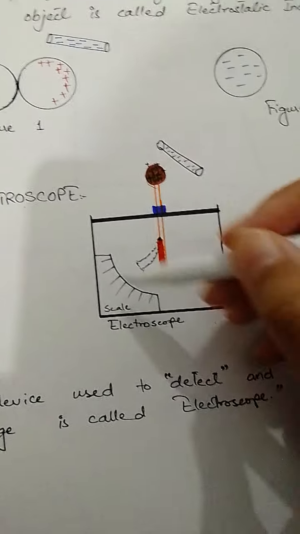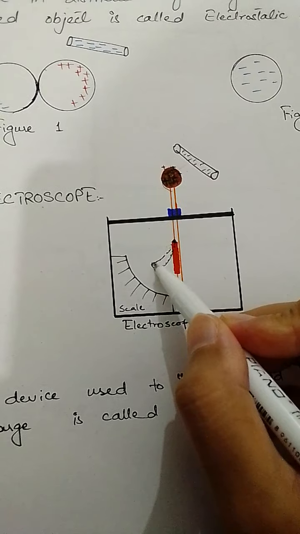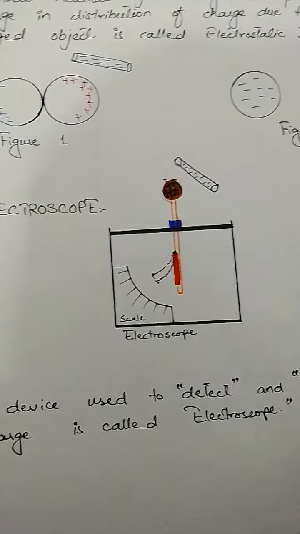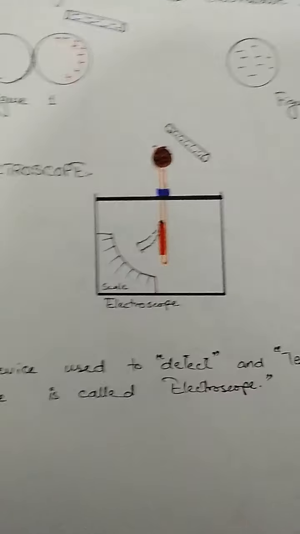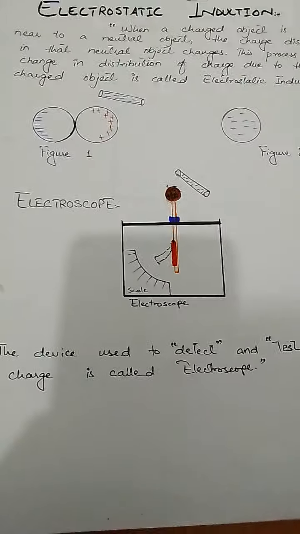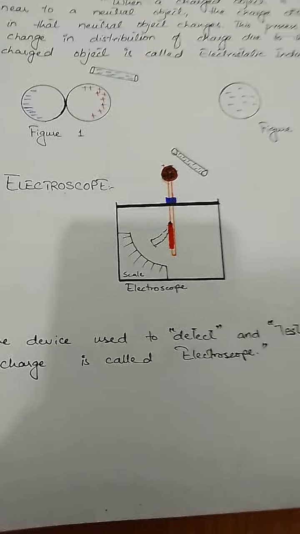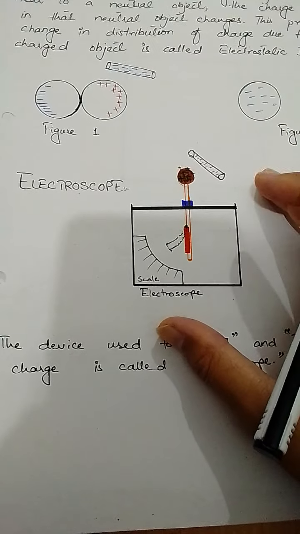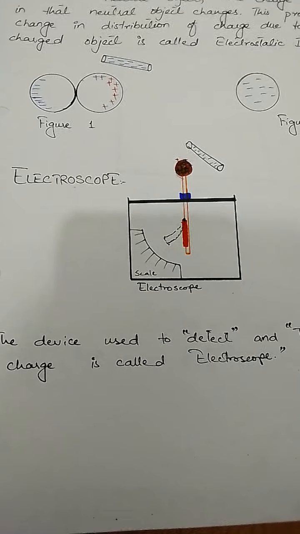This scale is used to measure the angle at which the strip is bent, so that they can calculate the amount or intensity of charge and so on. I have also shared the link of another video where you can actually see how the electroscope looks in real life, a 3D model of the electroscope and how it works.